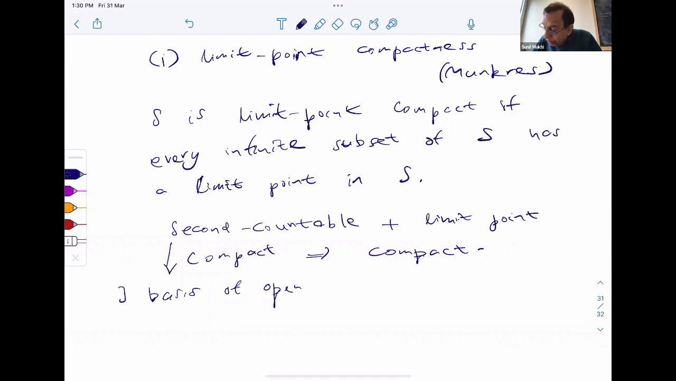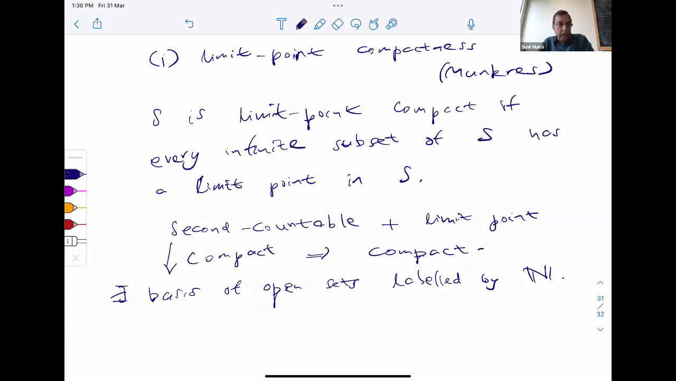So there exists a basis of open sets labeled by natural numbers. There should exist a basis like that. From this point of view, it's pretty clear that all kinds of manifolds, differentiable manifolds, with the Hausdorff condition and so on, are all second countable. So we are not going to worry about being second countable.